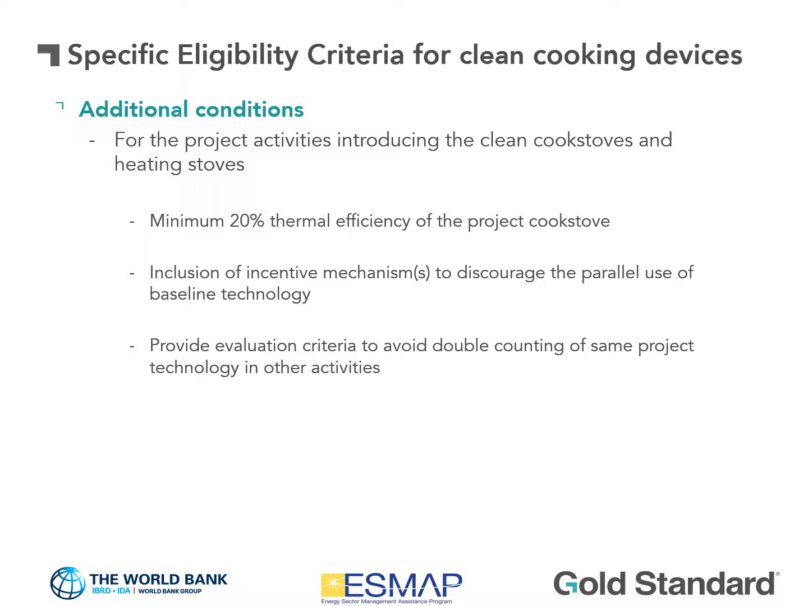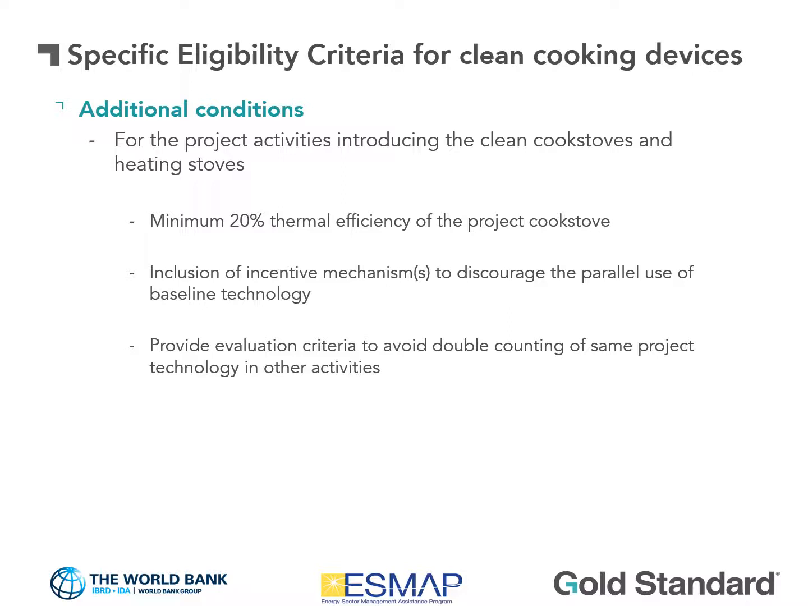Secondly, an incentive mechanism to discourage continued use of baseline technology must be included within the project. An example of this would be potentially a price discount for the project stove upon surrendering of the baseline stove. And in all cases, the incentive mechanism must be clearly described in the project documentation, and it must be monitored after the project has taken place.